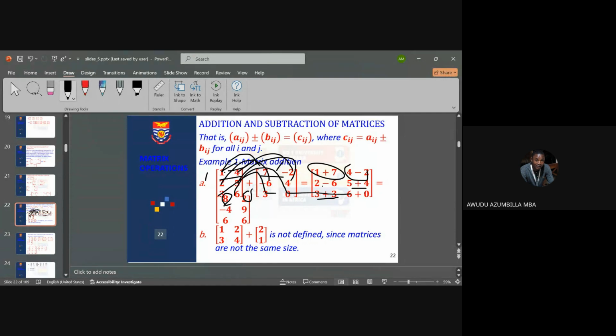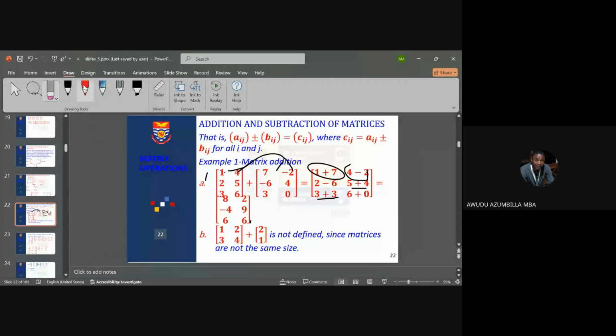2 minus 6 is going to give you minus 4. And then 5 plus 4 is going to give you 9. 3 plus 3 is going to give you 6. And then 6 plus 0 is going to give you 6. So before you do addition, make sure that they have the same dimensions.